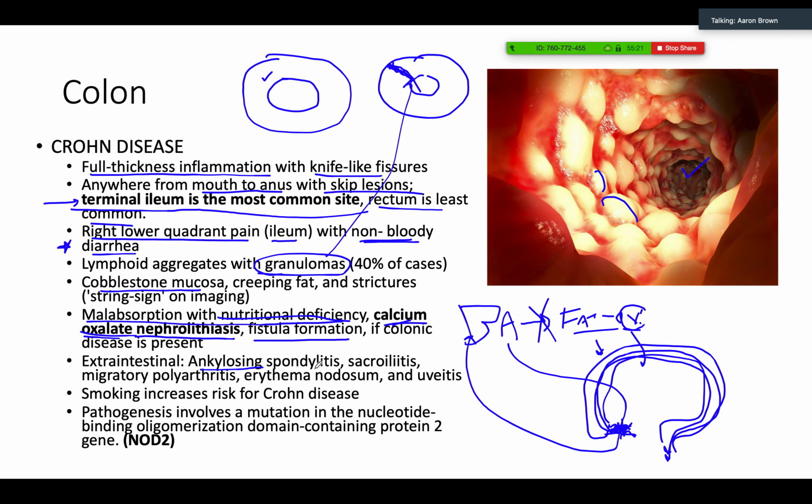Other things we can see: ankylosing spondylitis, sacroiliitis, which is a component of ankylosing spondylitis, arthritis in different joints, erythema nodosum, which is these dark red spots that these patients get on their skin, and uveitis, or inflammation in the eye. Inflammation in the eye is uveitis. Okay. Smoking is going to increase your risk of Crohn's disease, so do not smoke. And in terms of pathogenesis, all they can really ask you about is this nucleotide binding oligomerization domain containing protein 2, aka NOD2. We call it NOD2 because it's a lot easier to say than the full name. But be familiar with NOD2 as the mutation that leads to Crohn's disease. Okay? Questions on this one? No? Okay.